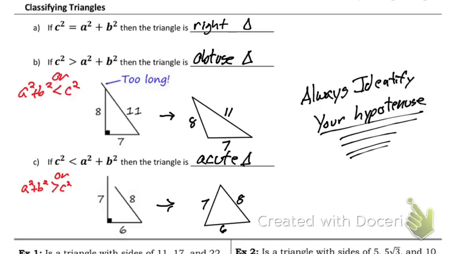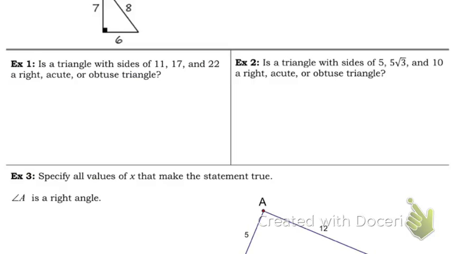Okay, let's go ahead and do some practice with it. The first one said, is the triangle 11, 17, 22 right, acute, or obtuse? First of all, which is my hypotenuse? You should be thinking 22 would be my potential hypotenuse. So that means 22 squared. Well, I don't know what it has to do, so I'm just going to say it might equal. That's where I use my question mark. 11 squared plus 17 squared. Well, 22 squared is 484.